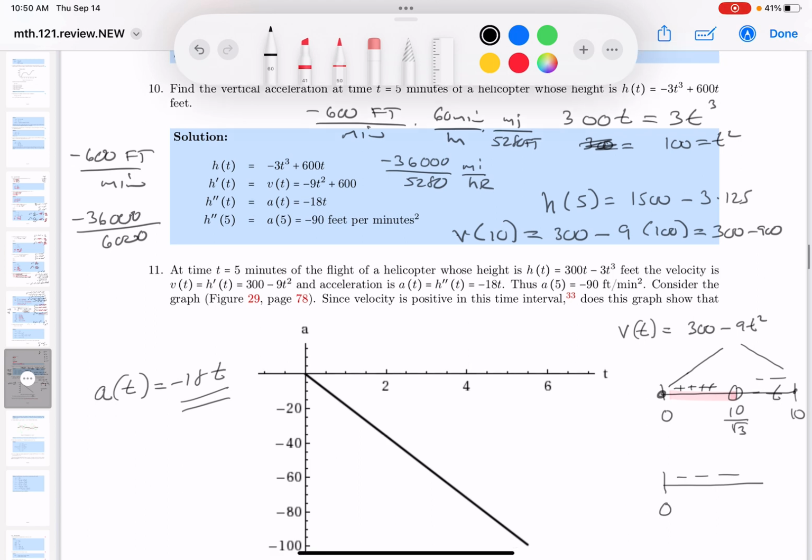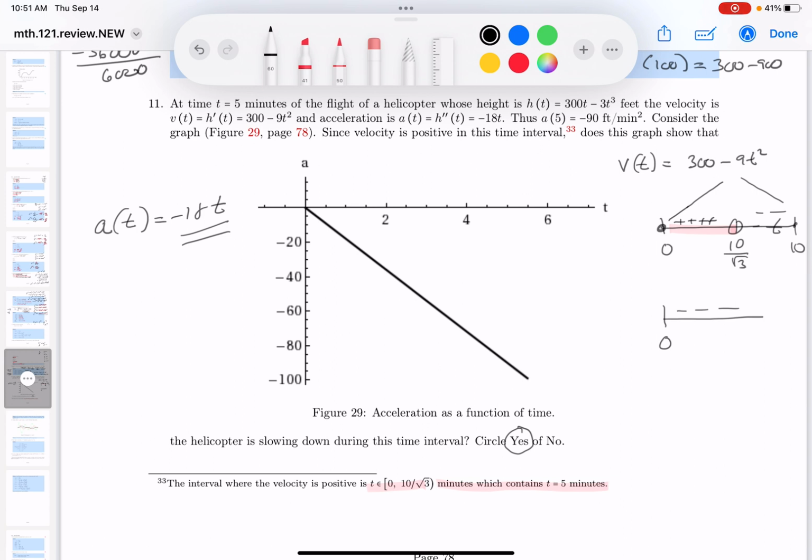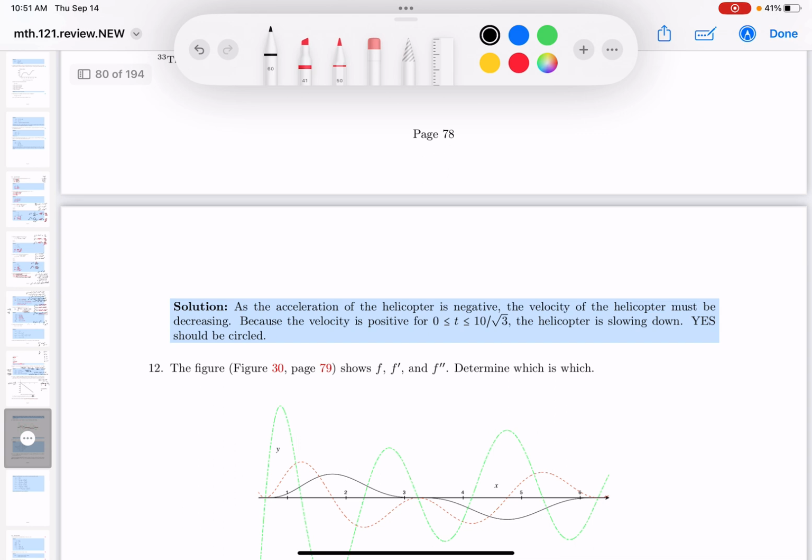All right. So, but I don't think that's the question they asked for. So the question they asked for was, we circled a yes. But let's go back over this. And it says, as the acceleration of the helicopter is negative, the velocity of the helicopter must be decreasing because the velocity is positive. We did mention that to you. And the helicopter is slowing down. So yes should be circled.